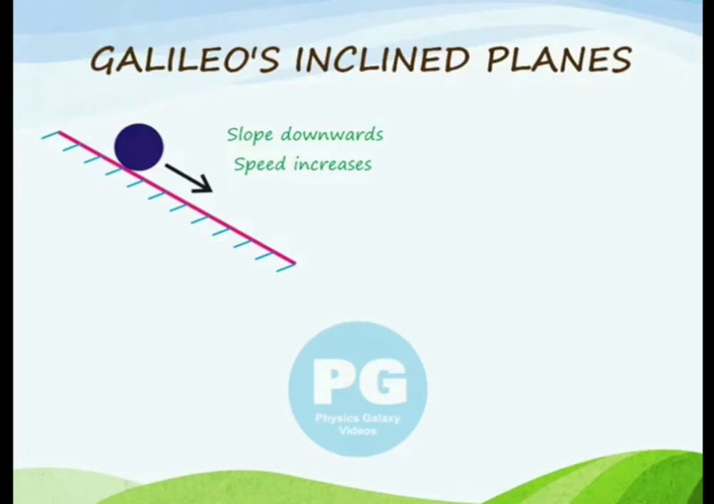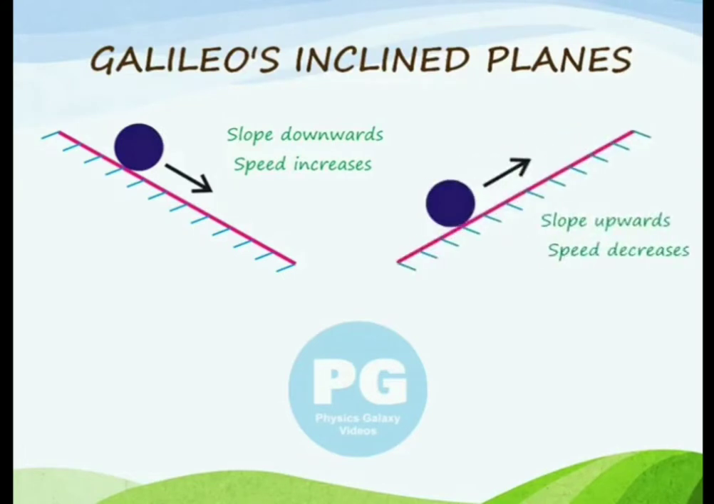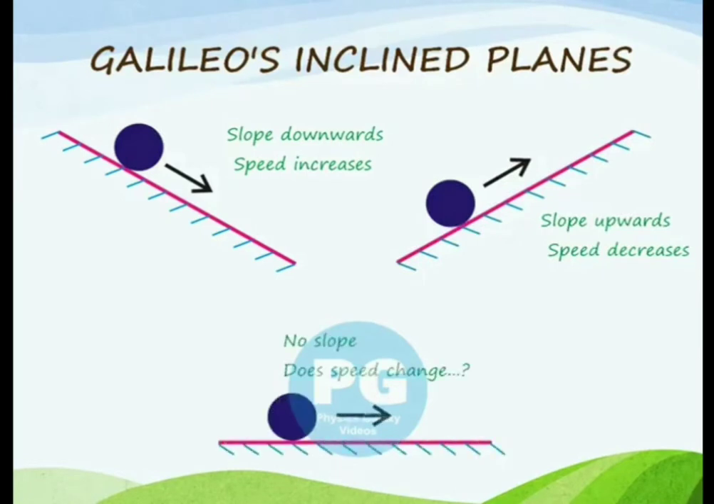If the slope of the surface is downward, the speed of the body will increase. And if the slope is upwards, the speed will decrease. Then, if there is no slope, does the speed change?